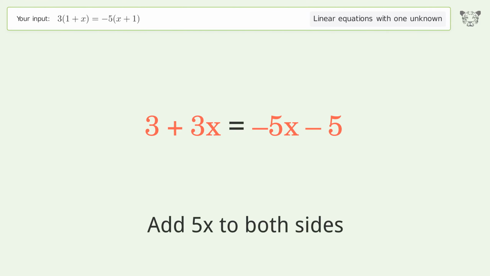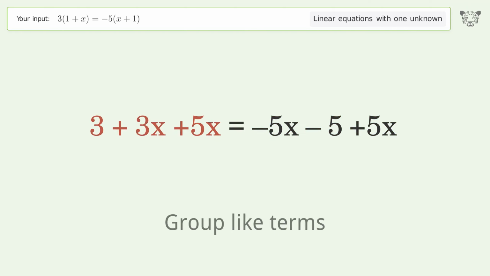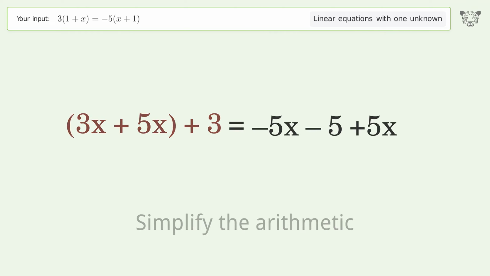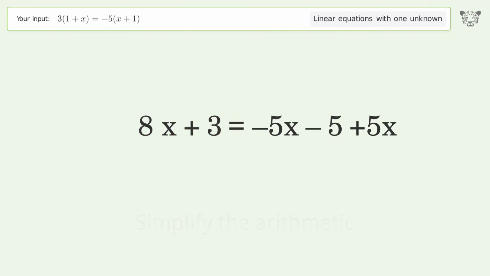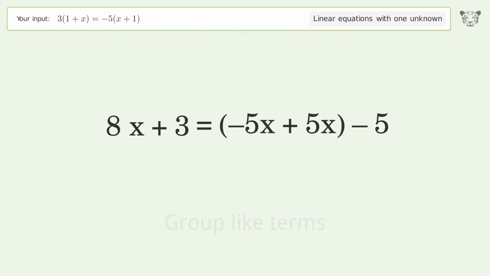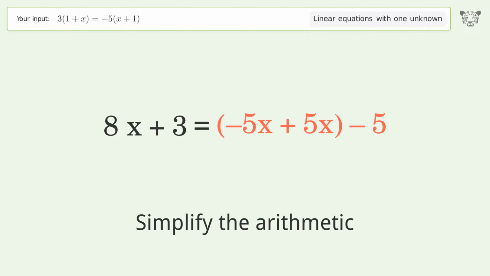Add 5x to both sides. Group like terms. Simplify the arithmetic. Group like terms. Simplify the arithmetic.